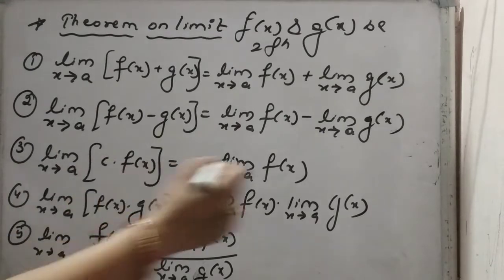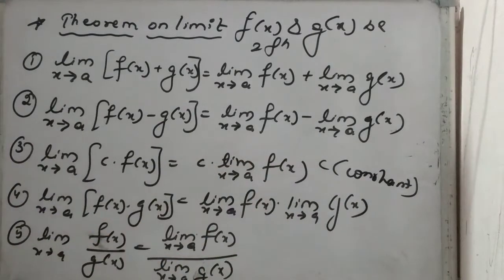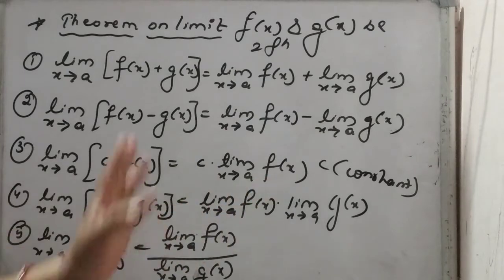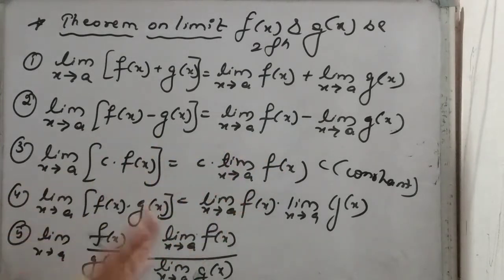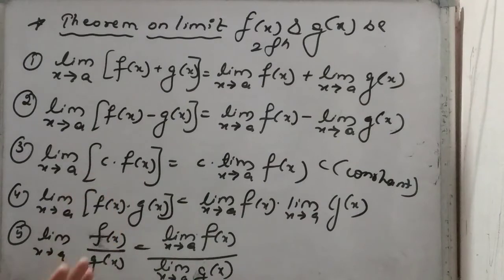C means our constant term. We can't do anything with the constant, so we take it separately in the front, then you just solve the function and put the limit at the last. Second, if two functions are in multiplication form, again you have to put the limit separately. Then in division form, again you have to put the limit in a separate way. So in this way you can solve limits. It is a very easy chapter; if you understand, you can solve very easily.